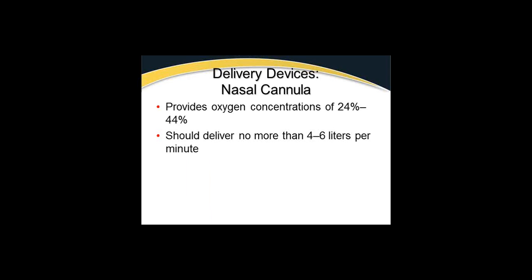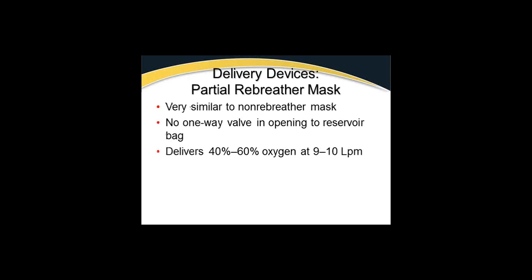We use these actually quite a bit. It used to be EMTs were taught you just threw everybody on a non-rebreather, and we know that too much oxygen actually is a bad thing, so we've kind of strayed away from that. Partial rebreather. A partial rebreather is missing some of the valves, whether it's the one above the reservoir bag or ones off the side. It delivers roughly 40 to 60% oxygen at about 9 to 10 liters per minute. Rarely used in EMS. We're not going to even dwell on this anymore.